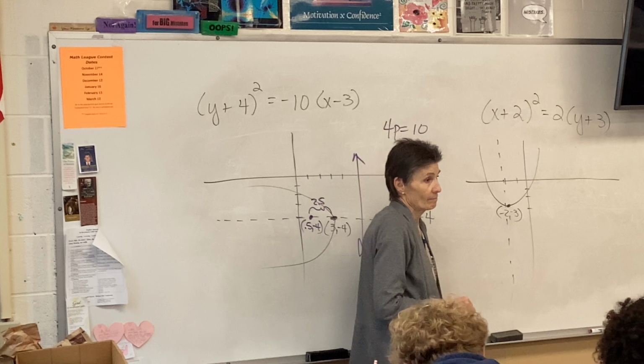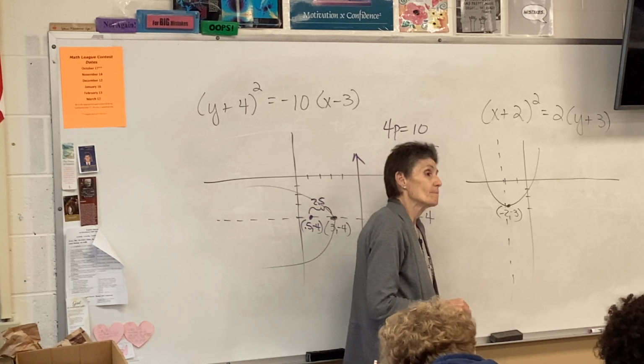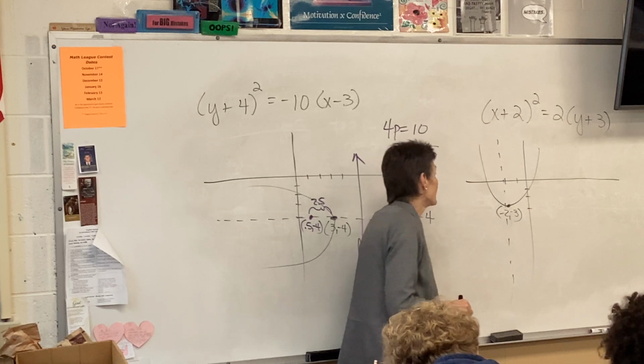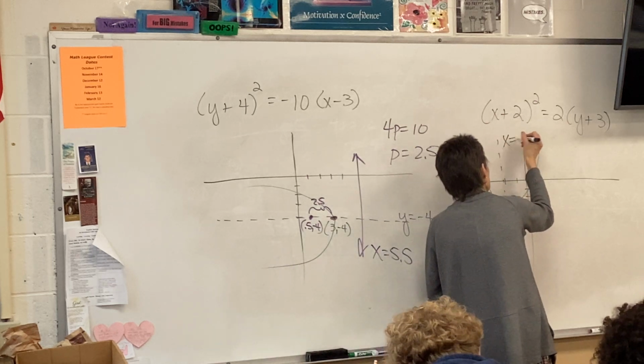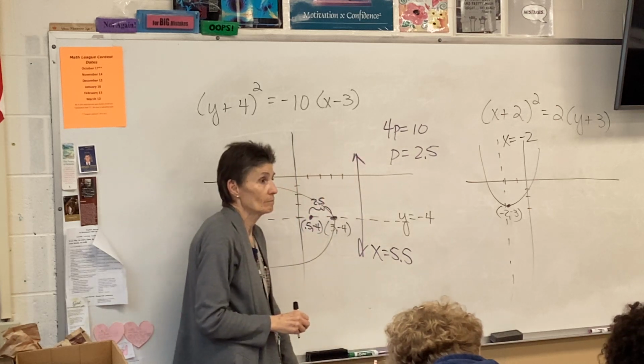Now, what is my axis of symmetry? Jose, X equals -2. Exactly. Very good. X equals -2.